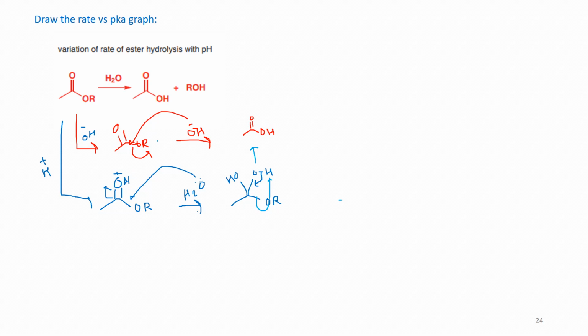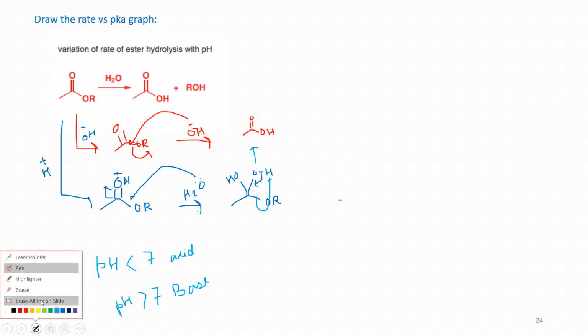Now from this you can get an idea that the reaction is feasible in the presence of acid, and the reaction is feasible in the presence of base. Now lower pH, pH less than 7, means acidic, and pH greater than 7 means basic. This reaction is feasible in both acid and base, but the reaction is not feasible at neutral pH.